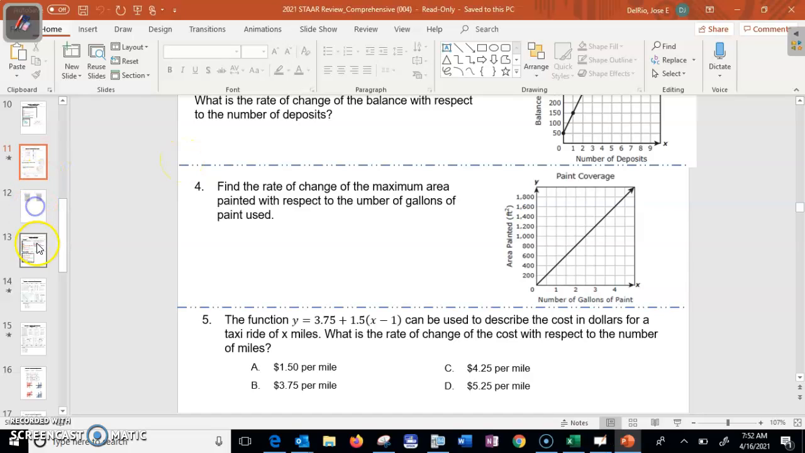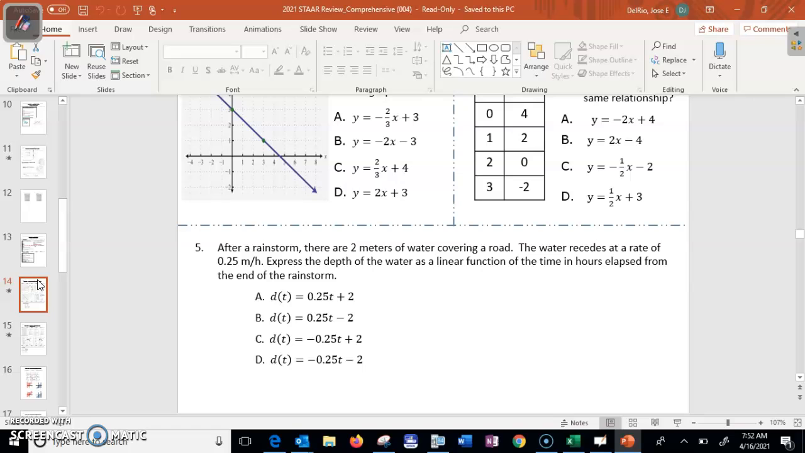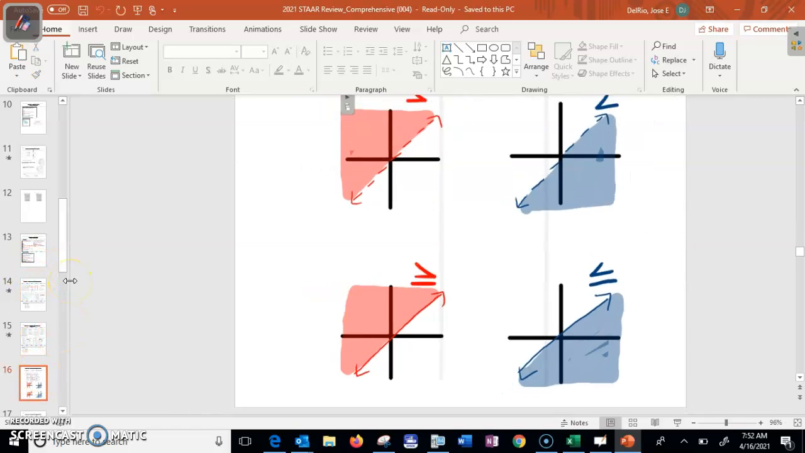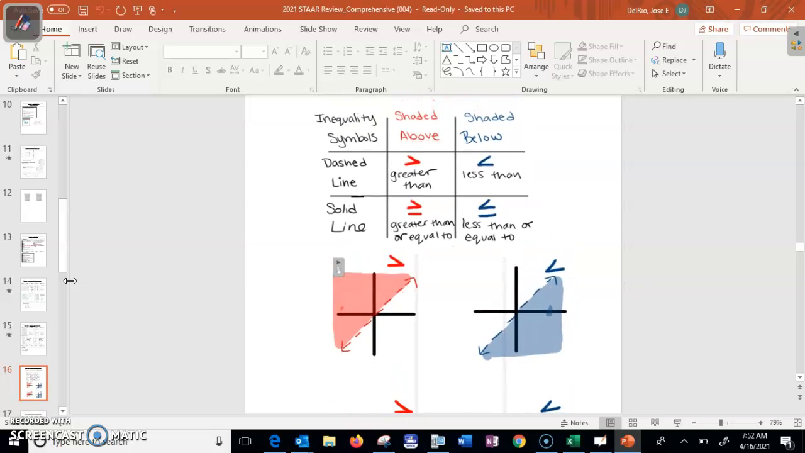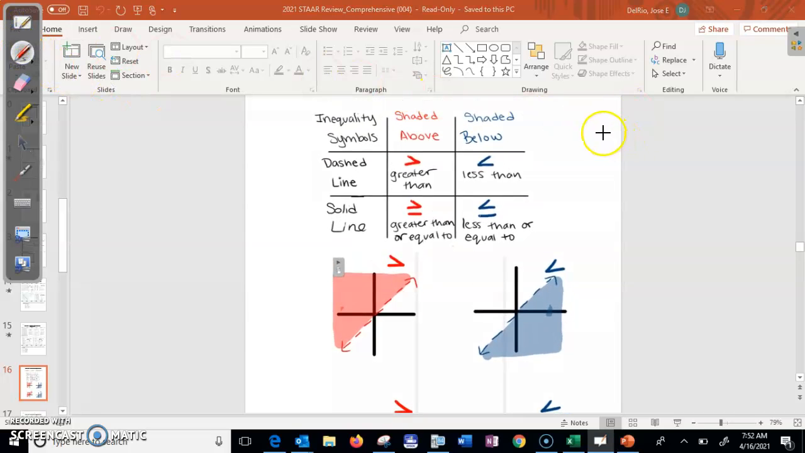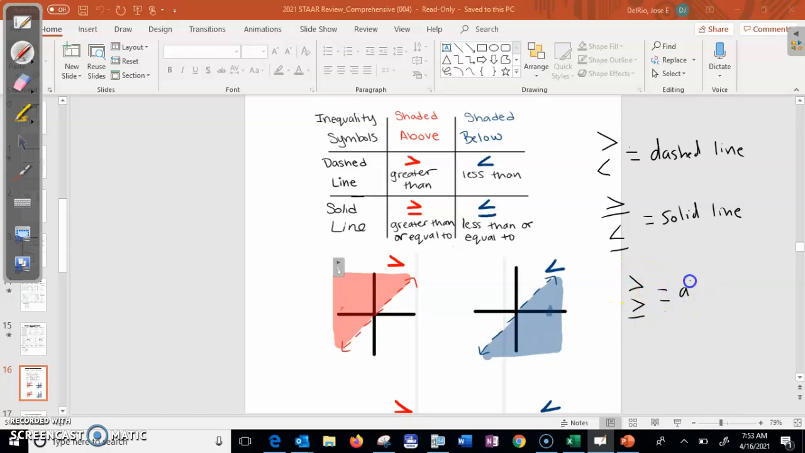It's that straightforward. Let's continue right here. Inequalities, guys. You need to know the following information. Let me make this as quick as I can. Greater than, less than: you are dealing with a dashed line. Greater than or equal to, less than or equal to: you're dealing with a solid line, right? Then comes the shading. Greater than or equal to, you are shading above. Less than or equal to, you are shading below.